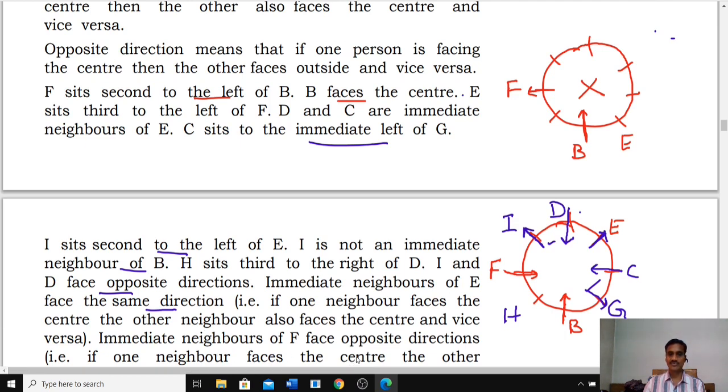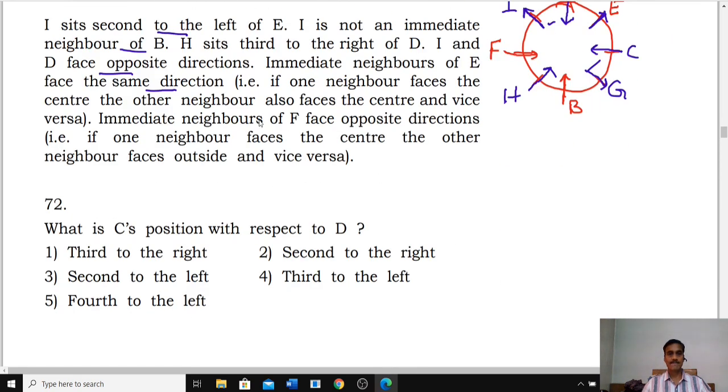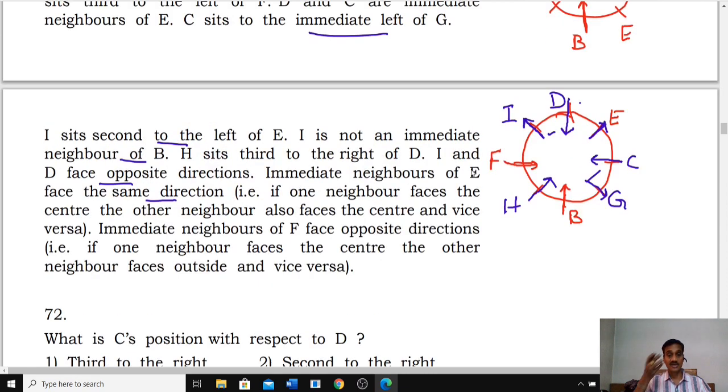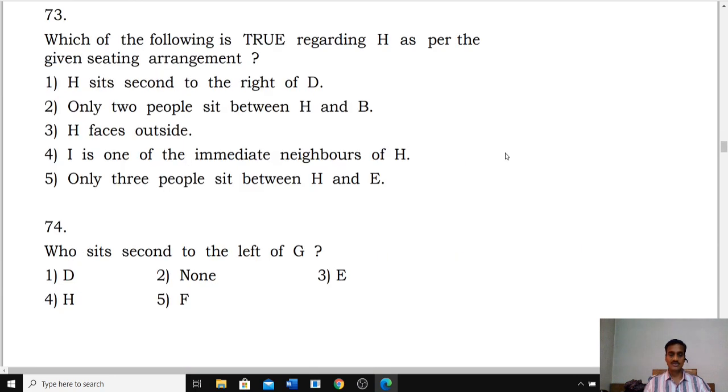Immediate neighbors of F are opposite. I is away and H is towards the center. Then this is about the final arrangement. Questions number 72 to 76: all these questions are based on the same pattern, based on this arrangement.